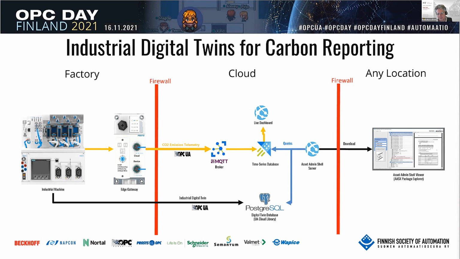So we created a little telemetry pipeline where we're sending that energy consumption to a time series database. We have a dashboard that shows the data that we send to the cloud. We're looking up the OPC UA information model in the UA Cloud Library, so we can associate the time series data with the OPC UA information model. And then we have an asset admin shell server that queries both databases, the UA Cloud Library and the time series database, and generates a carbon footprint report on a per produced component basis.